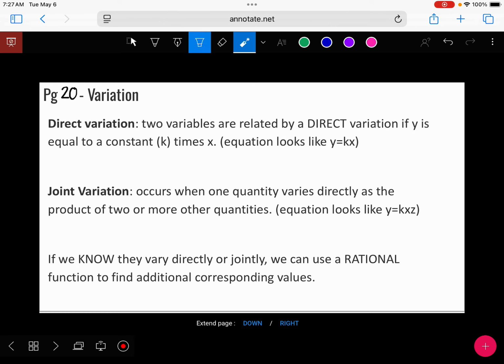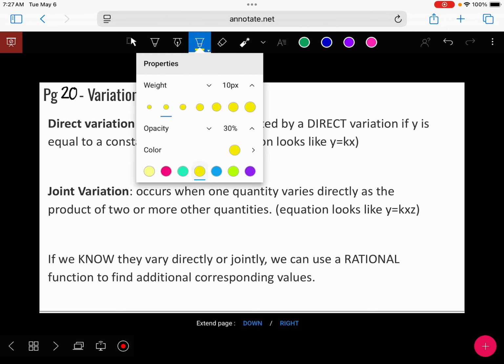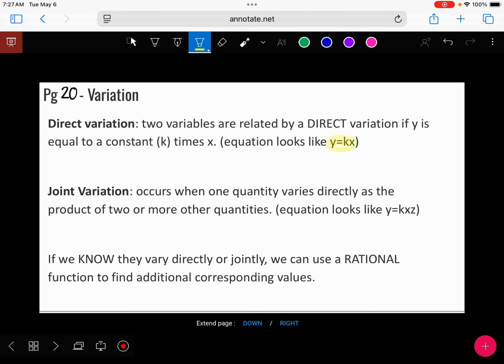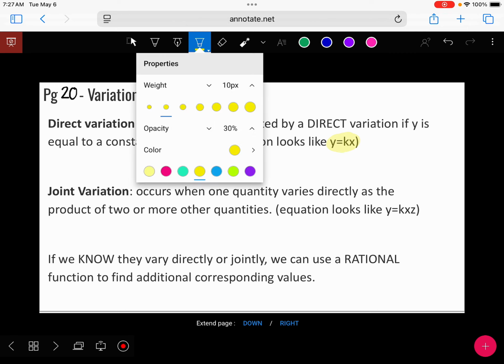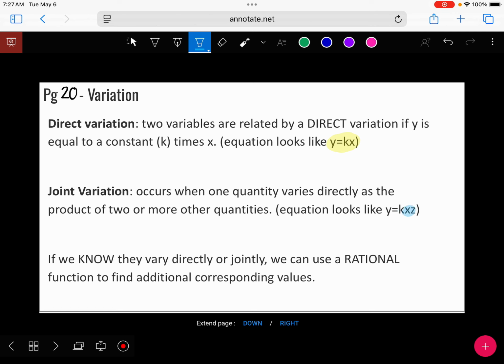What we want, and the important pieces, which are printed in the notes packet: direct variation looks like this, y equals kx. Joint variation, if we have more than one thing joined together, is going to look like this: y equals kxz. So we have lots of letters in here. The only difference I see is the z.